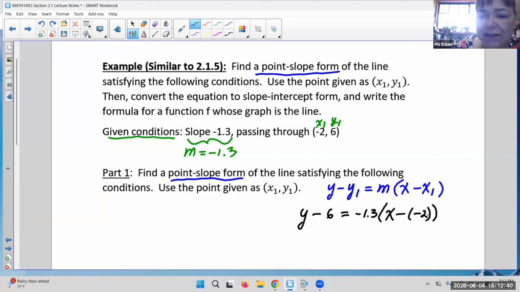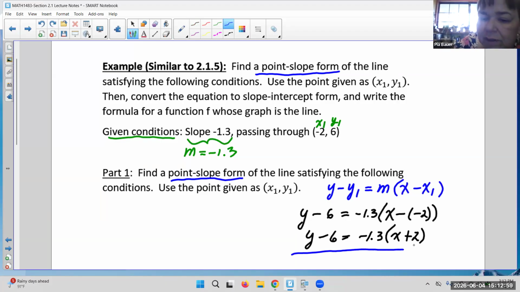And really, the only thing that you need to do here is actually get rid of that double negative. So we're going to have y minus 6 equals, you do not need to distribute the negative 1.3, and then that becomes an x plus 2. And this is what we call the point slope form of the equation of a line that has a slope of negative 1.3, and it passes through the point negative 2, 6.